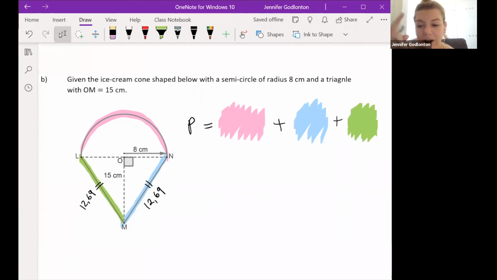Unati, I see you. I will call on you in a minute. Okay. Unati, tell me what I'm gonna write here. How would I work out this pink part?